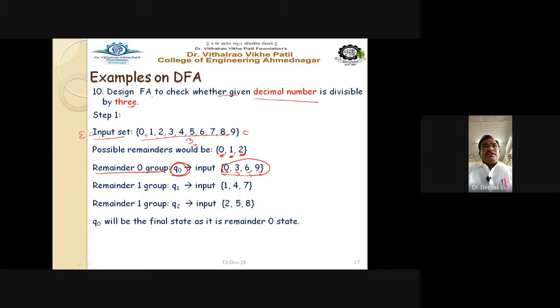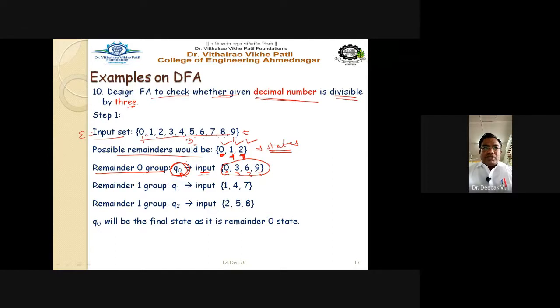So we have to design a finite automata to check whether the given decimal number is divisible by 3. Given decimal number means there are possibilities from 0 to 9, and we have to find out whether it is divisible by 3 or not. So there are three remainders possible: remainder 0, remainder 1, and remainder 2. These are nothing but our states: the 0 remainder state, 1 remainder state, and 2 remainder state. Now for the 0 remainder state, that is Q0, which are the inputs? Inputs are 0, 3, 6, and 9.